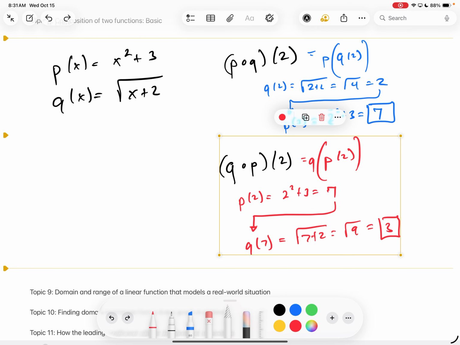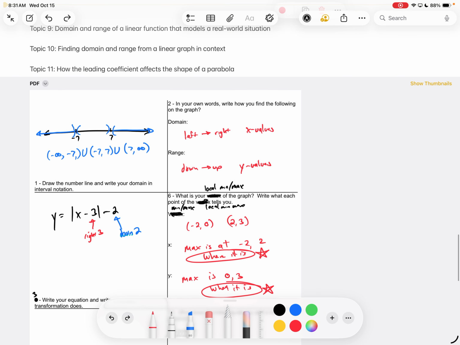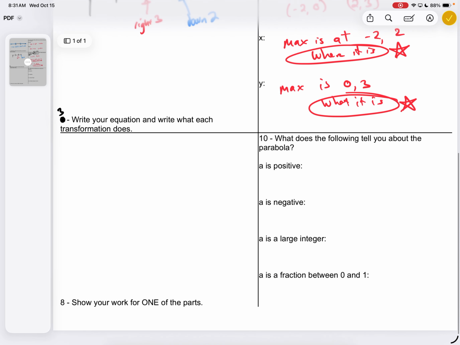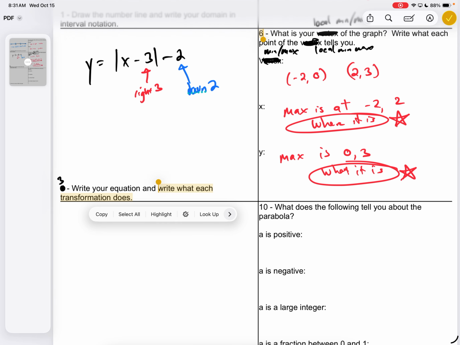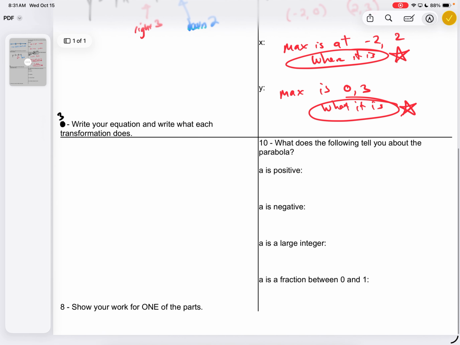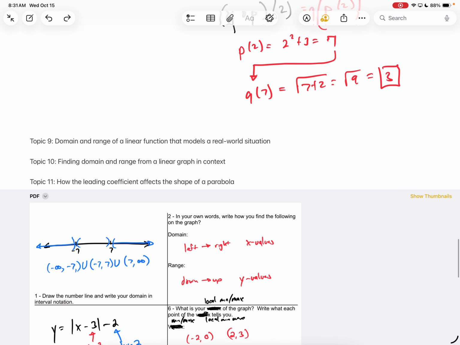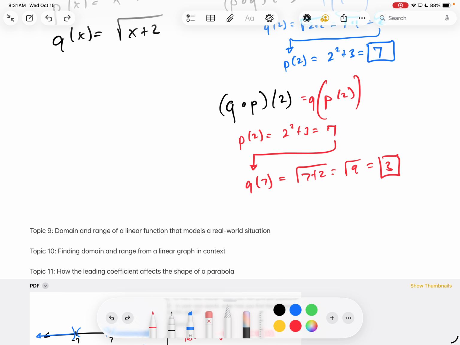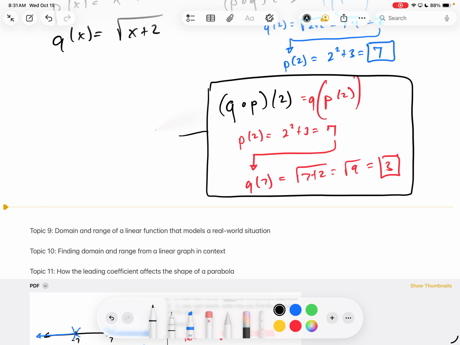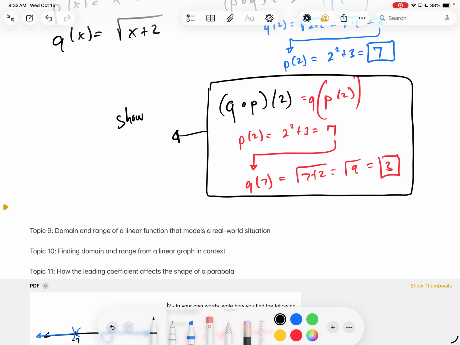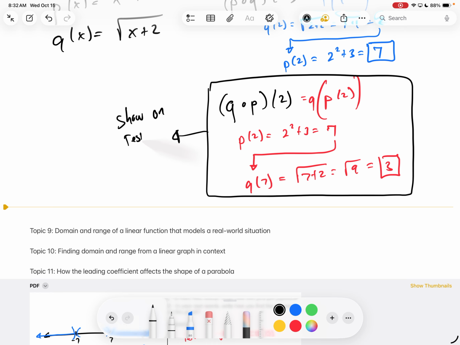So you are supposed to show one of these on the test work page. I don't even know if it lets me copy and paste, but let's see. You're welcome to write both of them on here if you want to. It's not going to let me copy and paste, so I'm not going to do that. I'm just going to put: show on test work page.